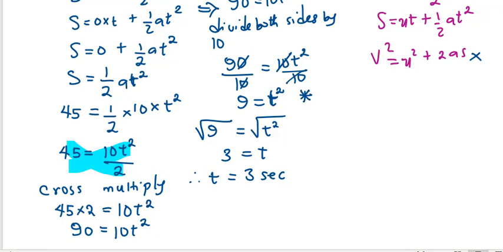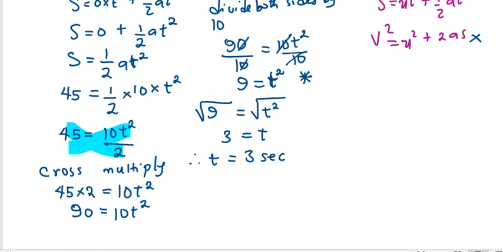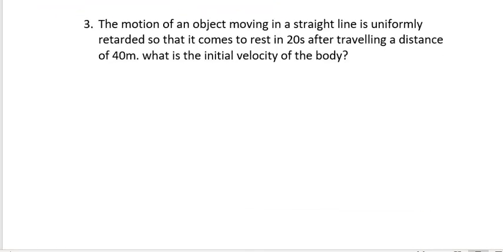Okay, let's go to the last question. It's very much simple. Read the question very well, analyze it, and then you solve. For this question we have the motion of an object moving in a straight line is uniformly retarded. Because they said retarded, it means you're going to be using minus. So that it comes to rest in 20 seconds after traveling a distance of 40 meters. What is the initial velocity? So they're asking us what for.